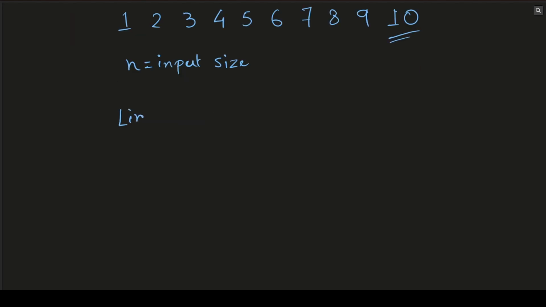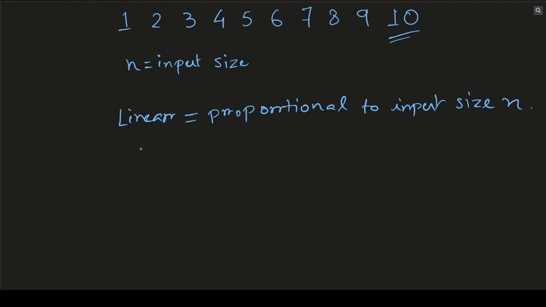So linear is proportional to input size n. In computer science, when we say an algorithm runs in linear time, we mean that if the input gets bigger, the time it takes grows in the same proportion. If you give it twice as much data, it will take about twice as long.